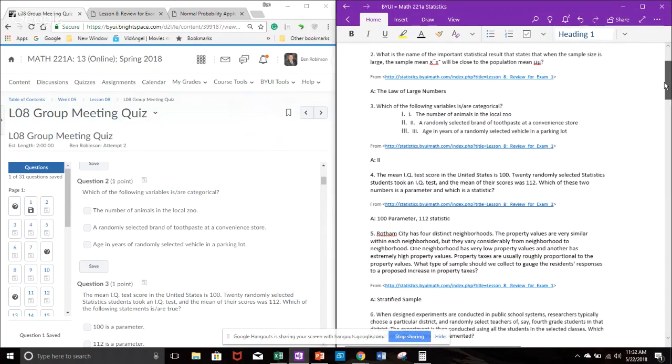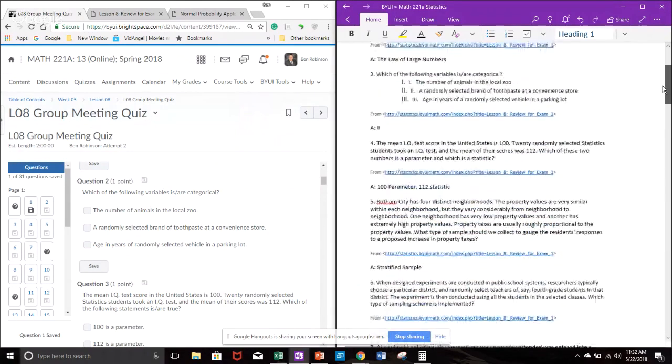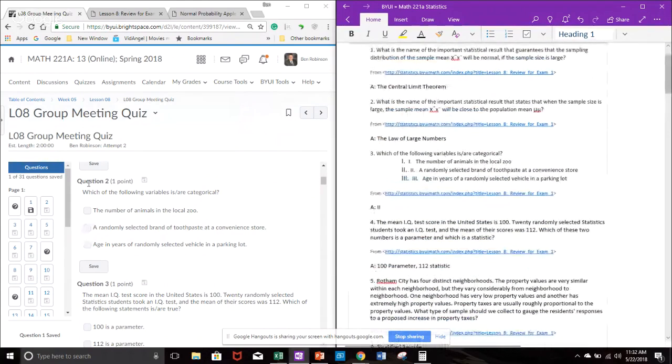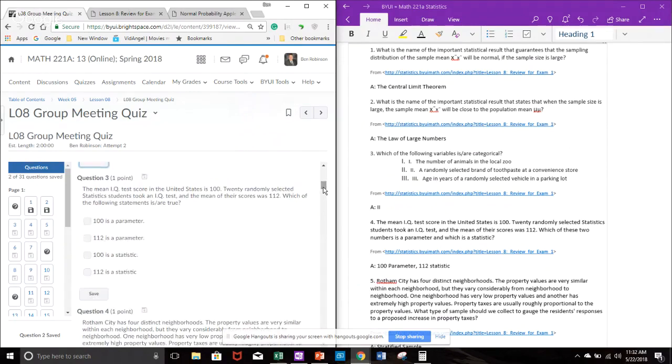Where did I go here? I'm not sure where I went, but which of the following variables are categorical? So the toothpaste, what type of toothpaste, is not numerical, so it's categorical? You agree? Okay. Yes, a randomly selected brand of toothpaste at a convenience store, right? Right. Okay, I agree.